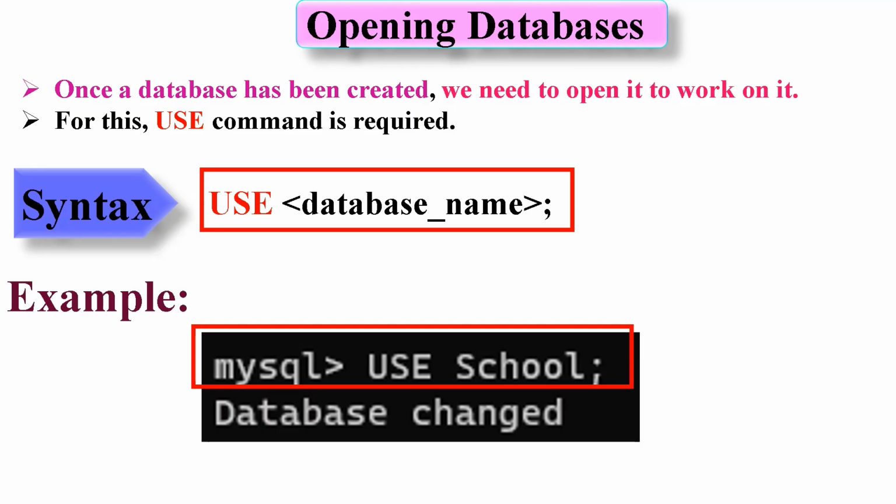After executing this command, the message database changed is displayed. You can see it on the screen. This message database changed is to confirm that the database context has been switched to the one you specified, in this case, school. This means that any subsequent SQL commands you enter will be executed within the context of the selected database. It helps you focus your operations on a specific database rather than working with multiple databases simultaneously, which is a common practice in database management.